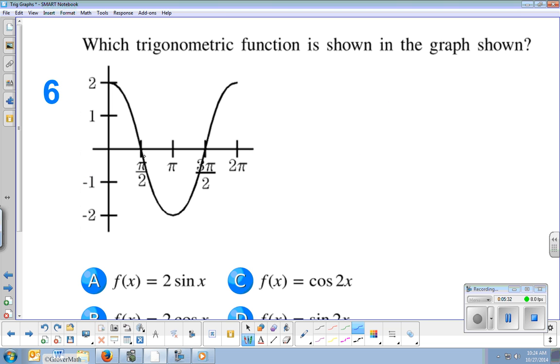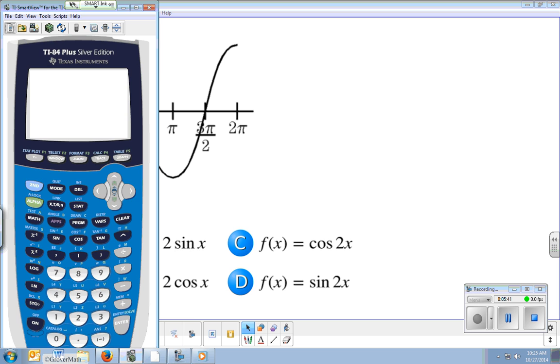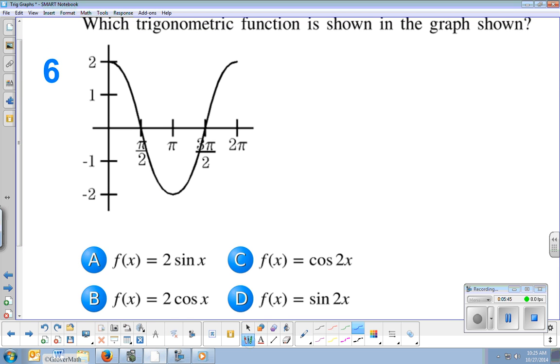So I want to do just a couple of quick examples of, well, they're going to give us these pictures and say, what's the equation? Well, first of all, we do have a graphing calculator here. So I will be using this, but let me just do this one first without that. You really do need to know what the basic sine and cosine graphs look like.